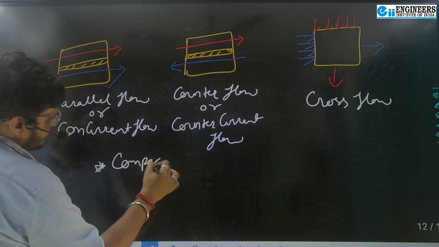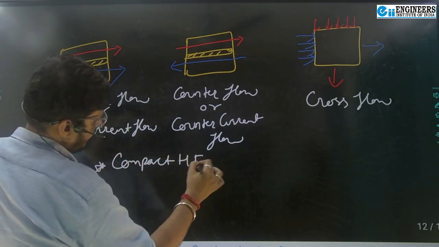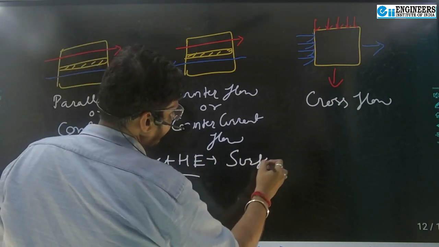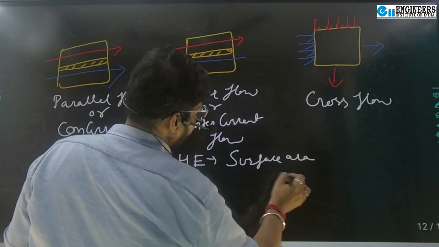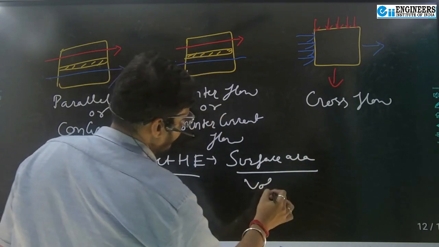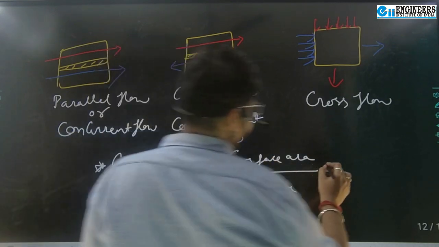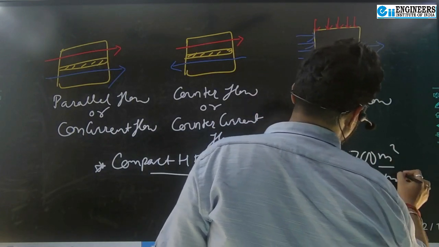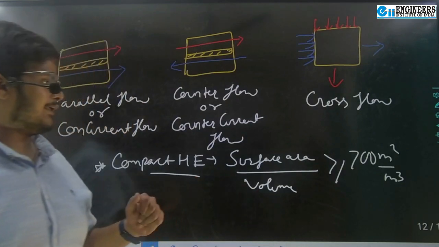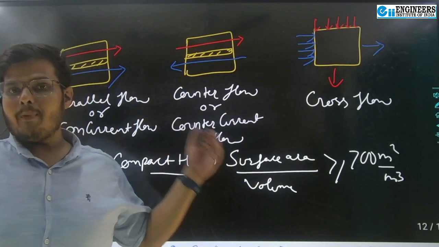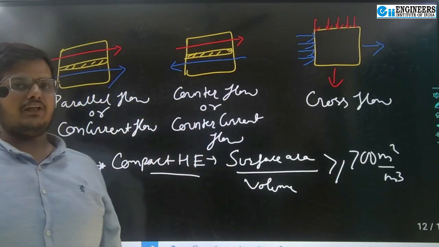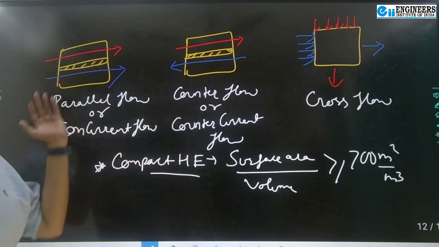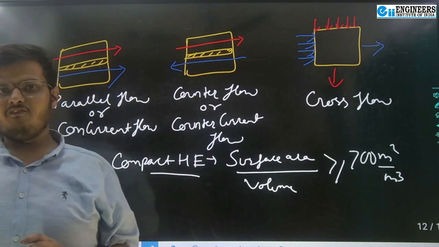compact heat exchangers. What is the compact heat exchanger? If the ratio of the surface area of the heat exchanger to the volume of the heat exchanger is greater than or equal to 700 meter square per meter cube, then the system is said to be compact and the heat exchanger is said to be a compact heat exchanger. Hope we are clear till this classification of heat exchangers.